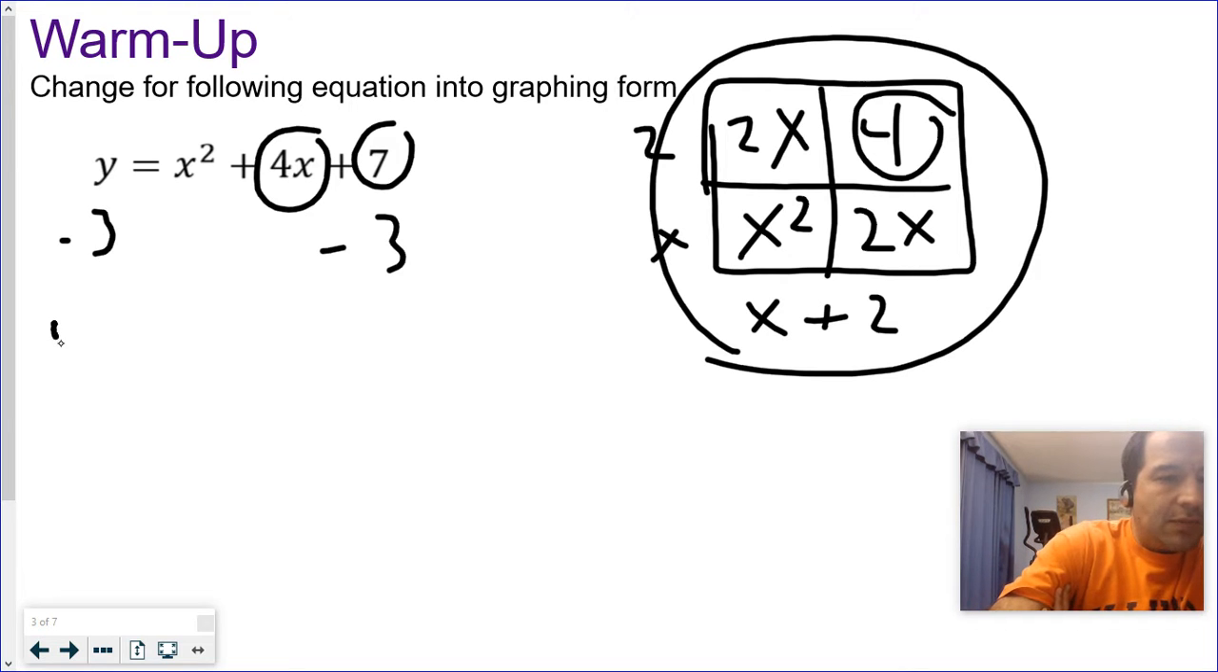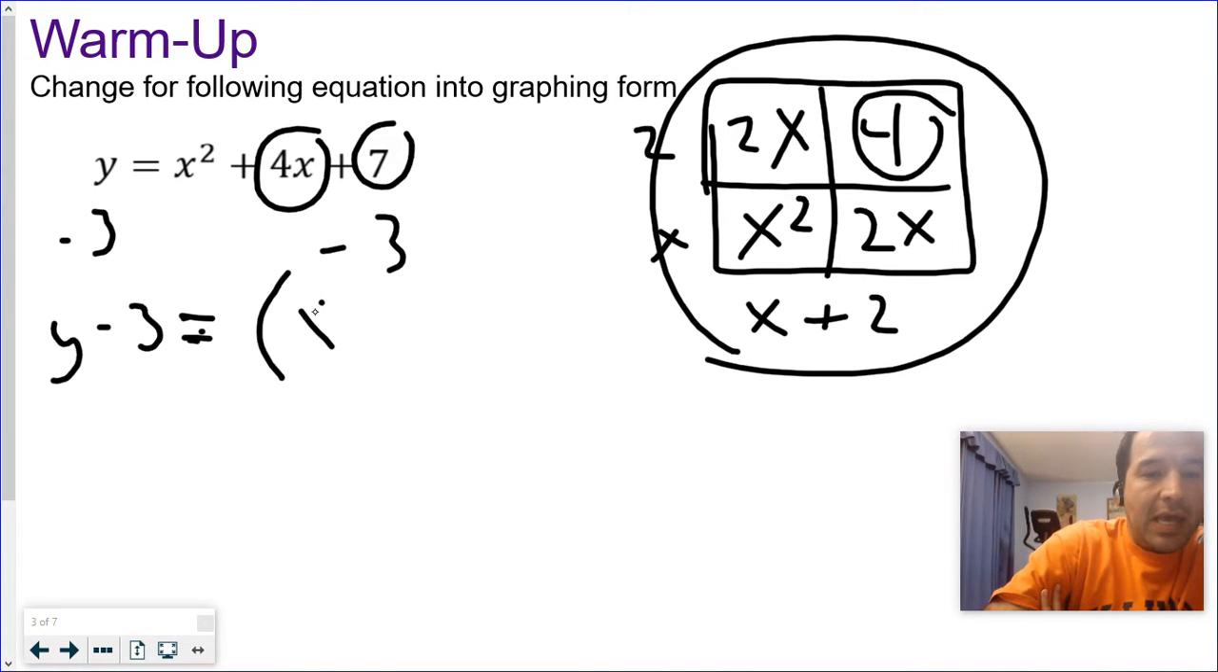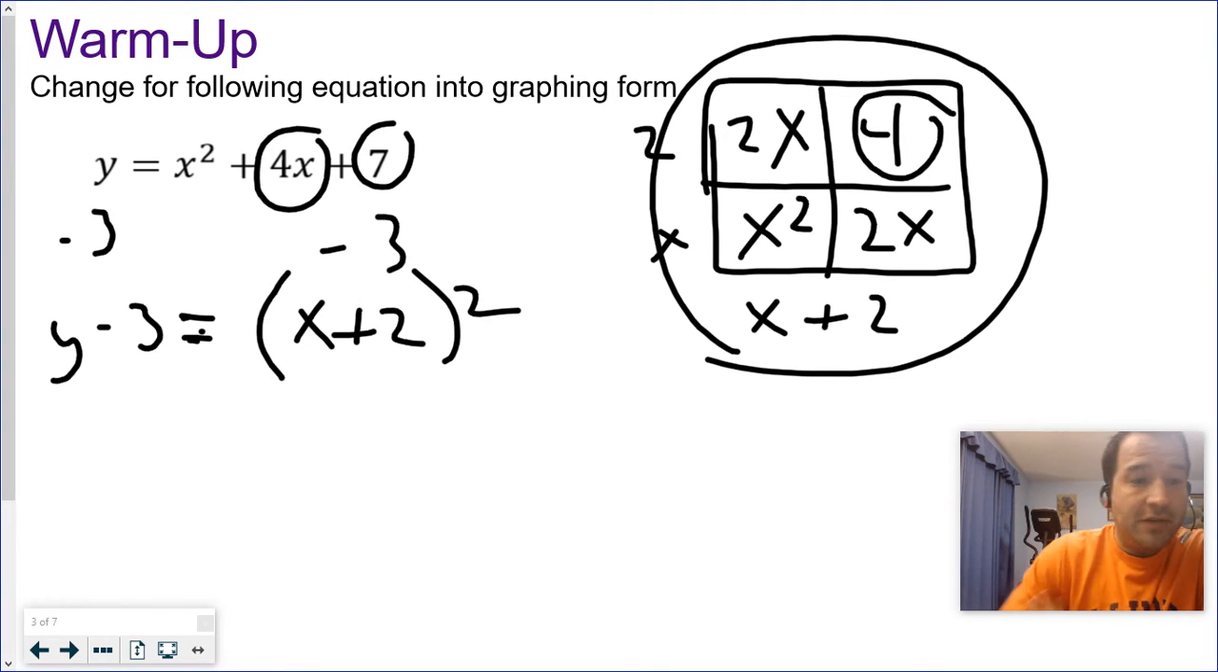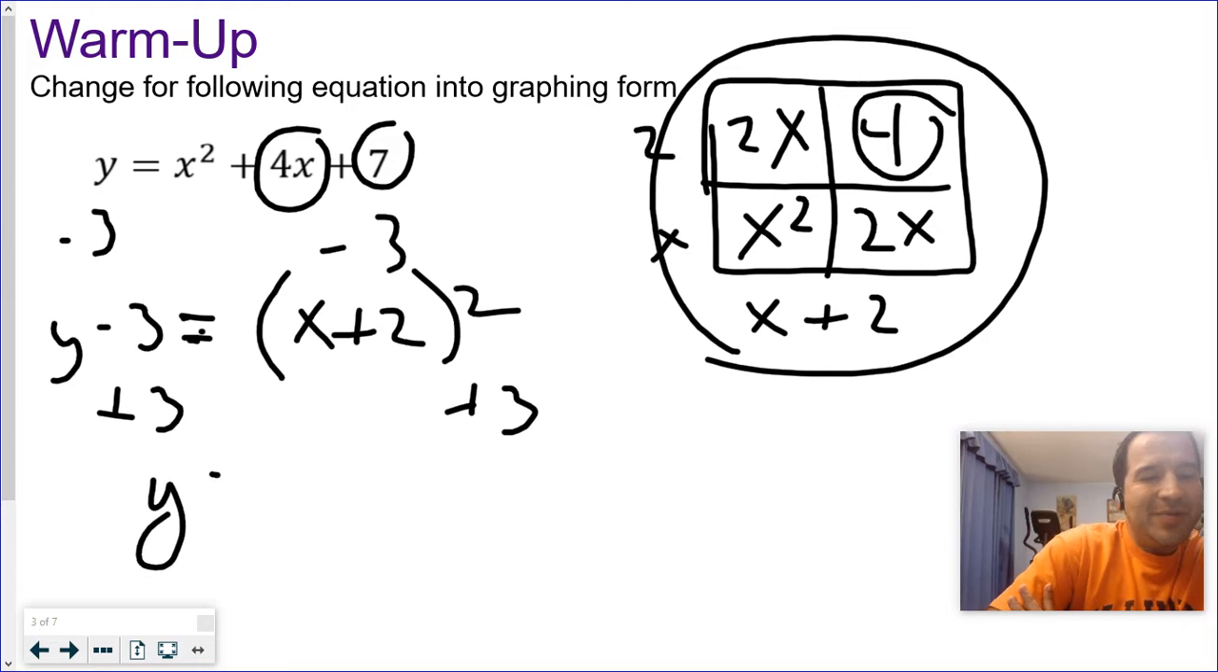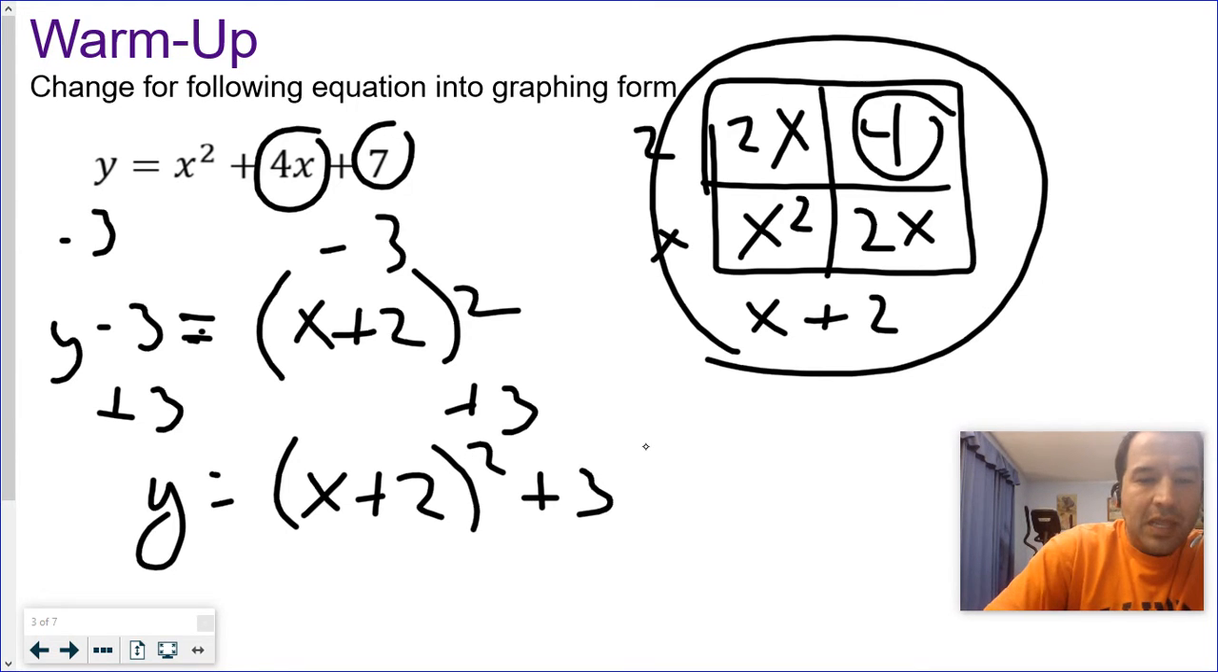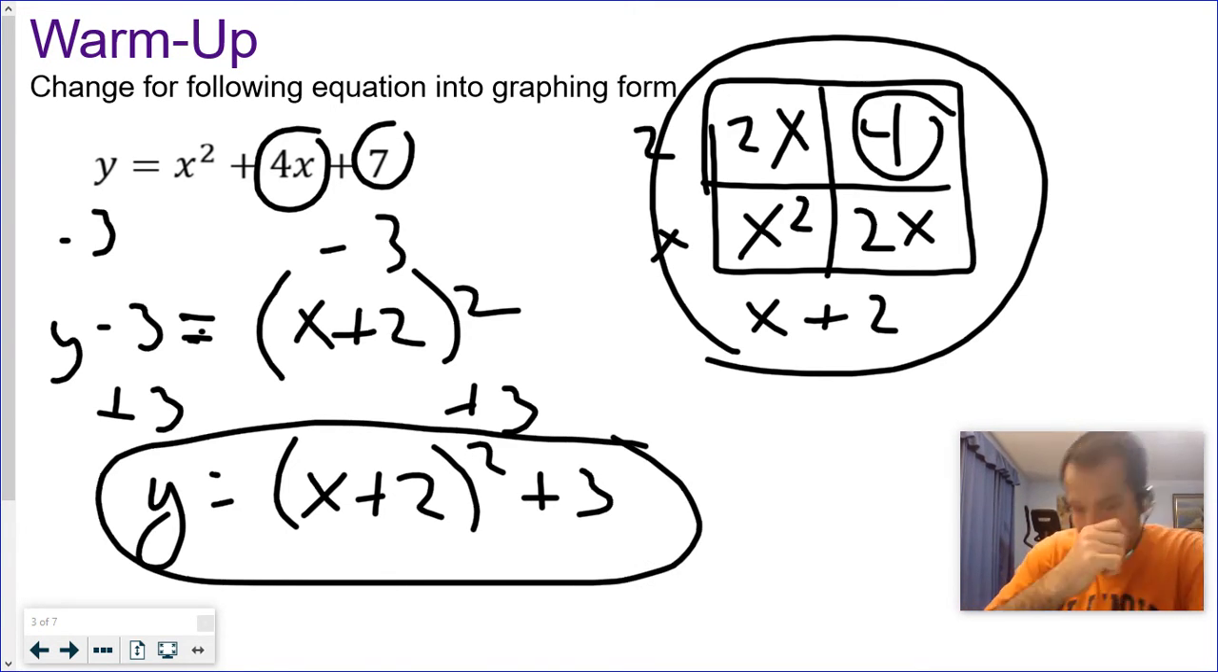When that happens, I end up with y minus 3 equals, and what's left on this other side is the square of x plus 2 squared. Now to finish this off, all I have to do is add 3 to both sides. Boy, that's ugly writing. And my equation would be y equals the quantity of x plus 2 squared plus 3. That should have been your answer, ladies and gentlemen. Hopefully that's what you got. Good? All right.